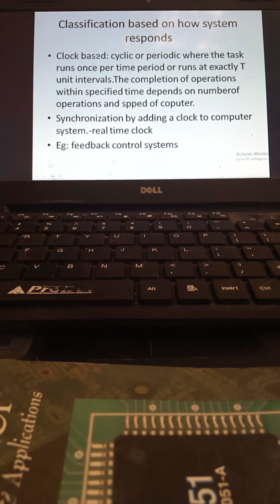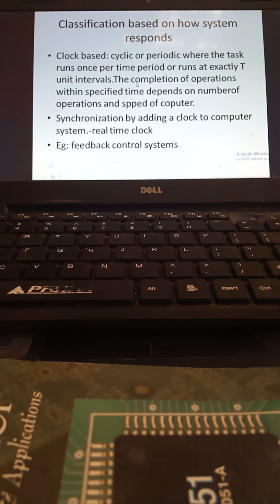So one is clock based. As the name indicates, you have studied in a digital system. Clock based means after every interval of time, the cyclic process or repetition happens. Usually, we keep a real-time clock inside the system, and based on that, the task happens.